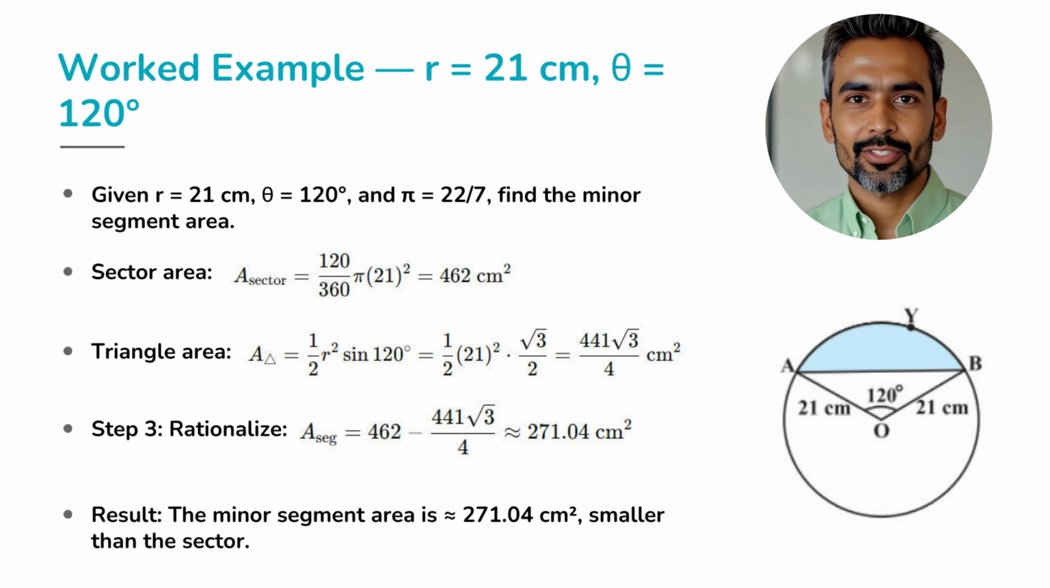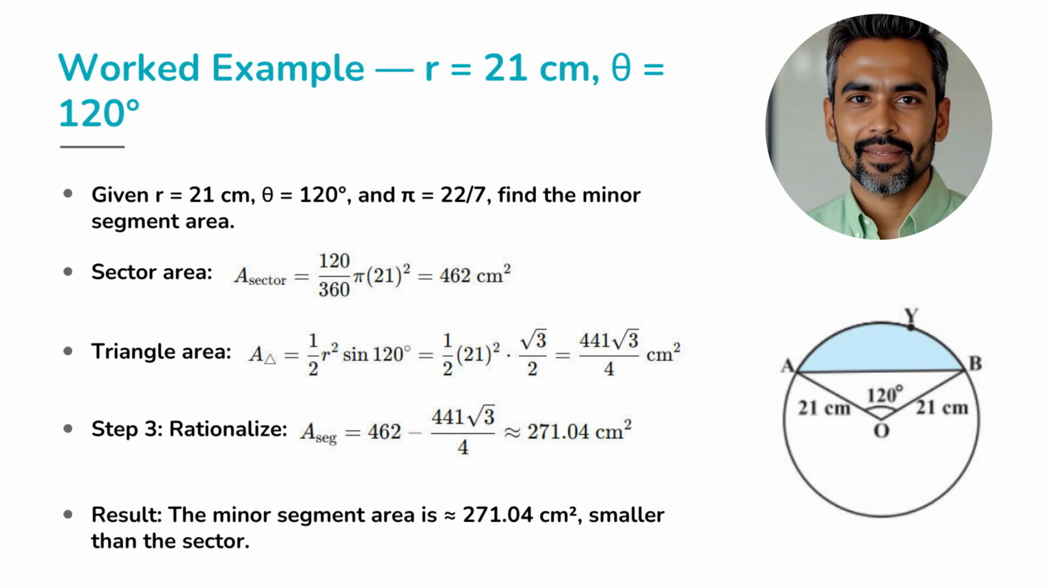Alright, math enthusiasts, time to get our hands dirty with numbers. Let's take radius r equals 21 centimeters, angle theta equals 120 degrees, and pi equals 22 by 7. Step 1. Find the sector area, which equals 120 by 360 into pi into 21 square, giving us 462 square centimeters. Step 2. Find the triangle area, equals half into r square into sine 120, which is 441 root 3 by 4.